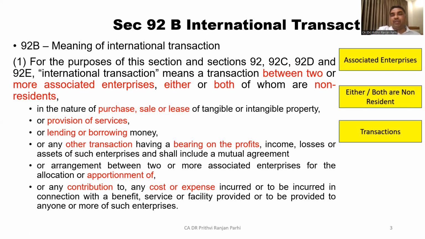Okay. So there should be associated enterprises, either or both of them should be non-resident, and there should be some transactions. What are these transactions? These are the list of transactions. You can have a look at it: purchase, sale, lease, provision of services, lending, borrowing, and other transactions which have a bearing on the profits, or transactions for apportionment or contribution of cost and expenses. If these transactions are there and they are between associated enterprises and either or both of them are non-resident, then that will be treated as an international transaction as per the meaning provided under section 92B(1).